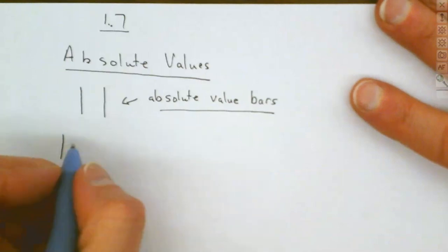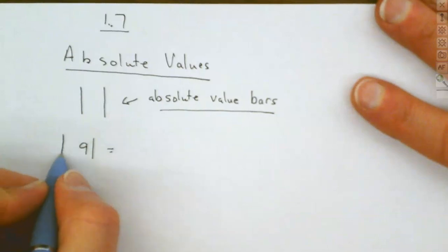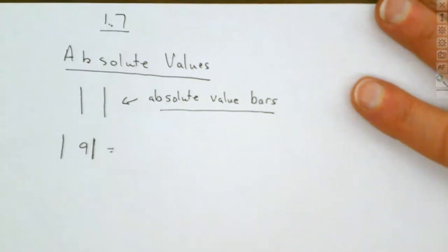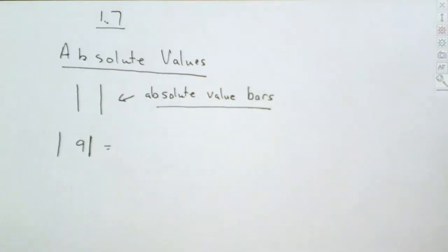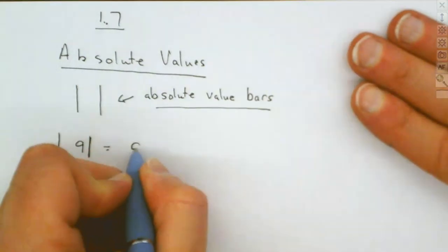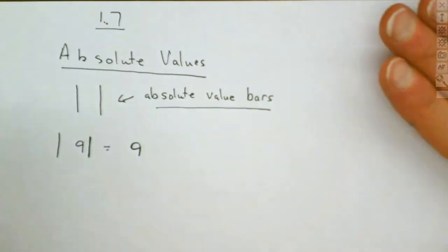What about the absolute value of 9? What would the absolute value of 9 be? This is simple enough here. Absolute value of 9 is going to be 9, right? Because absolute value takes it and makes it positive. And if it's already positive, it just stays positive. The only exception is 0, because the absolute value of 0 is 0. So absolute value of 9 is 9.